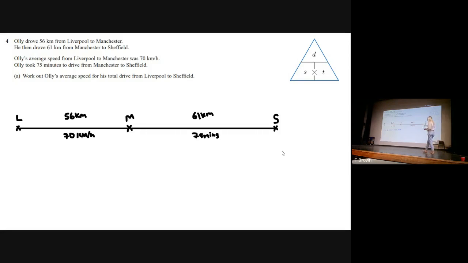So 56, this is just for this journey, 56 divided by 70. Which is 0.48, is it? No, 0.8 hours. And then I've times that by 60 because I wanted it in minutes, so that's 48 minutes. If you've got it in hours and you want it in minutes, just times by 60. It didn't take him 0.8 minutes to get there, did it? That'd be silly. And if you've got your calculator for that, it's not too bad.